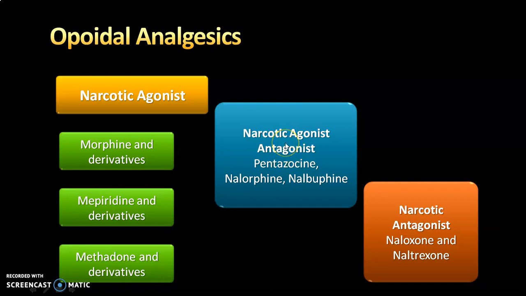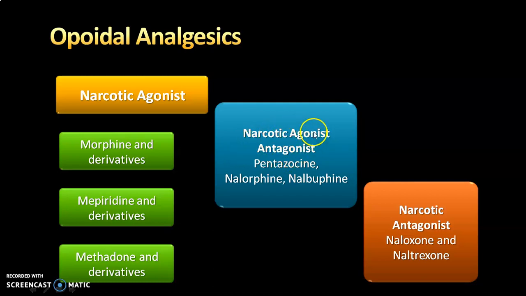So in the last lecture, I discussed with you that people, when initially trying to synthesize a derivative of morphine to get such kind of molecule which is free from or devoid of habit forming tendency, rather than getting agonist, they got agonist and antagonist. That's why the separate series has been developed, and that is called a narcotic agonist and antagonist.